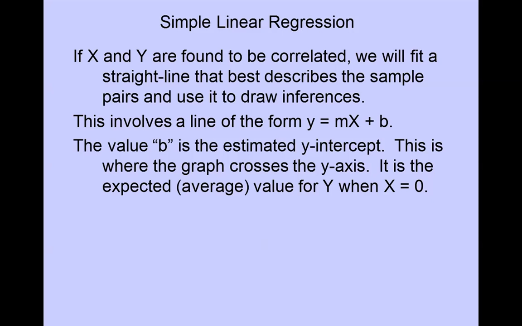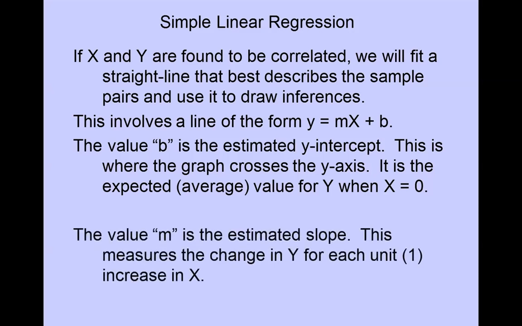Now this would be where the graph of the line crosses the y-axis on an xy plane. It's the expected or typical or average value you expect for y when x equals 0. The value of m, which is the number multiplied by the predictor variable in the equation, is the estimated slope. Now this measures the change in the response variable y for each unit increase of 1 in the x variable or the predictor variable.